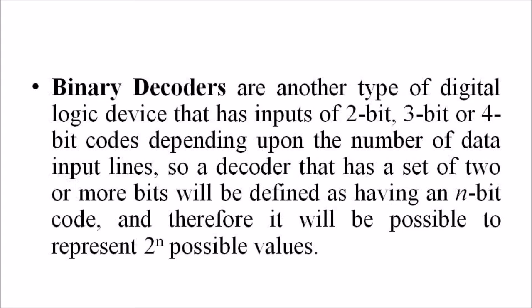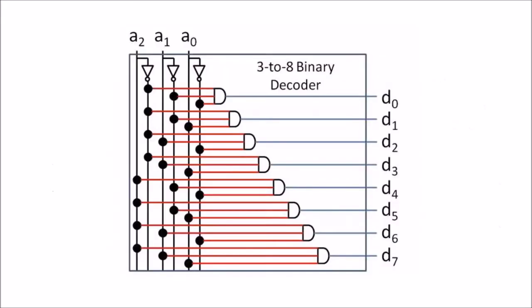Thus, a decoder generally decodes a binary value into a non-binary one by setting exactly one of its outputs to logic 1. If a binary decoder receives n inputs, it activates only one of its 2 raised to n outputs based upon the input, with all other outputs deactivated.